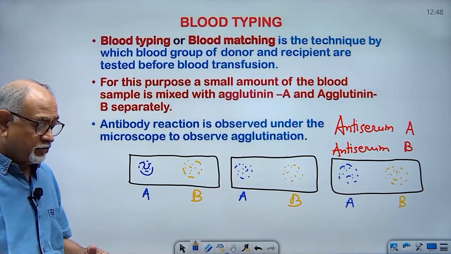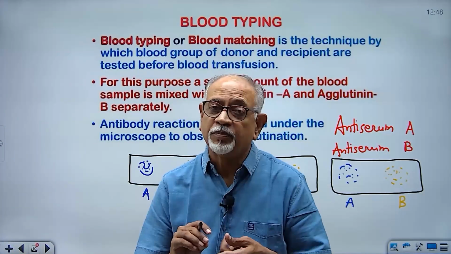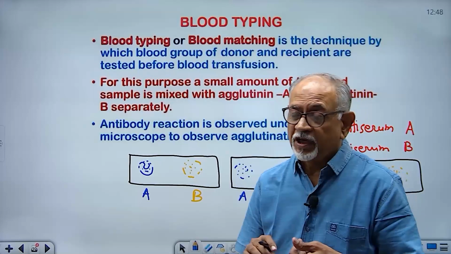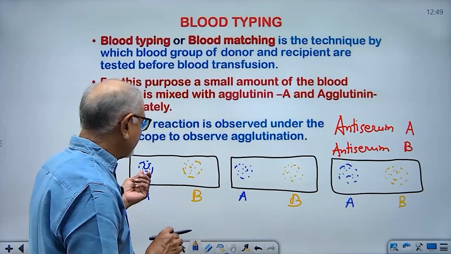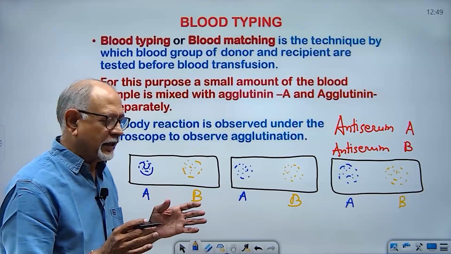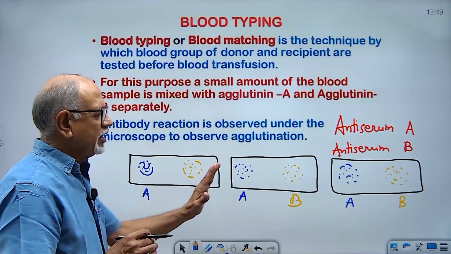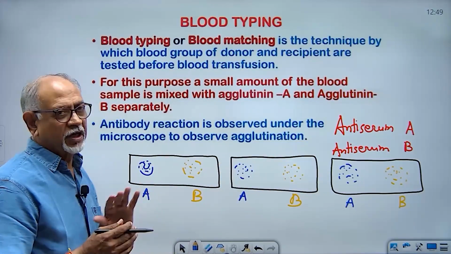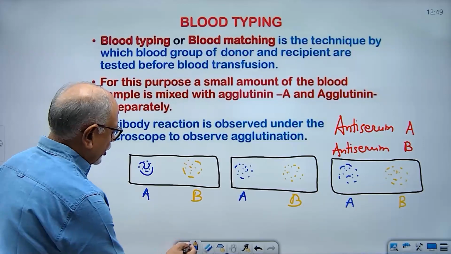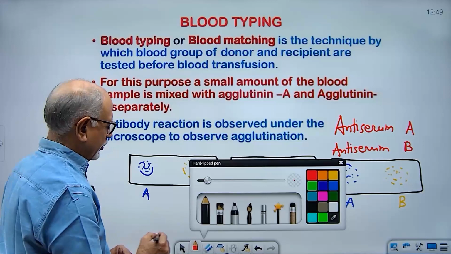Now we will prick the finger of the donor or patient, and we take out a drop of blood, and then those drops of blood are mixed separately into antiserum A and antiserum B on a slide. Now what will happen? See, there can be two possibilities.